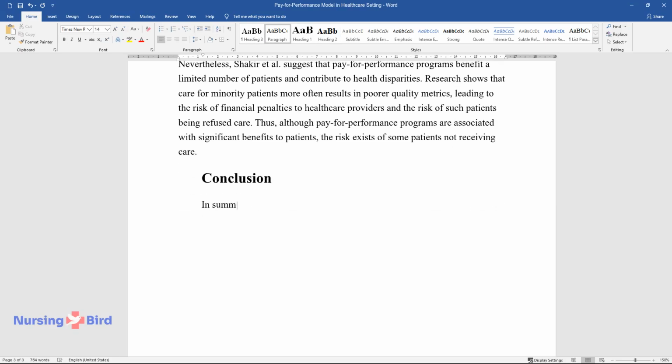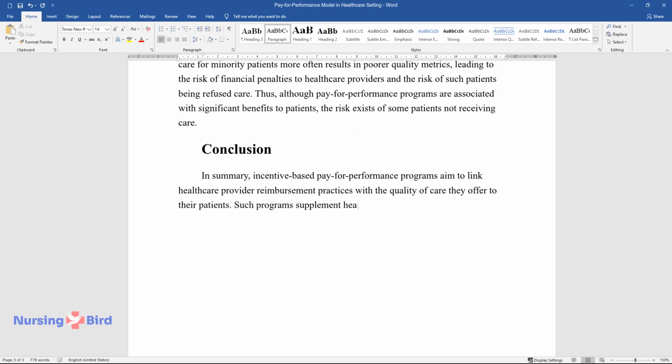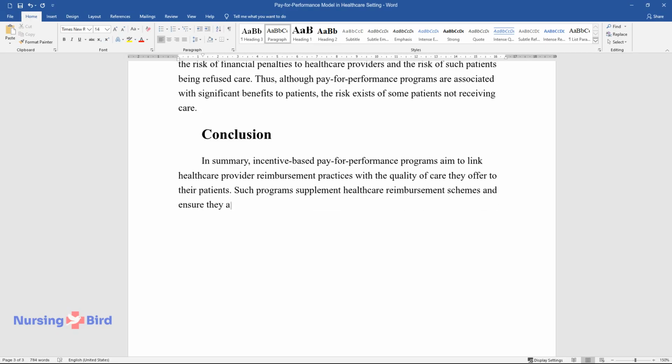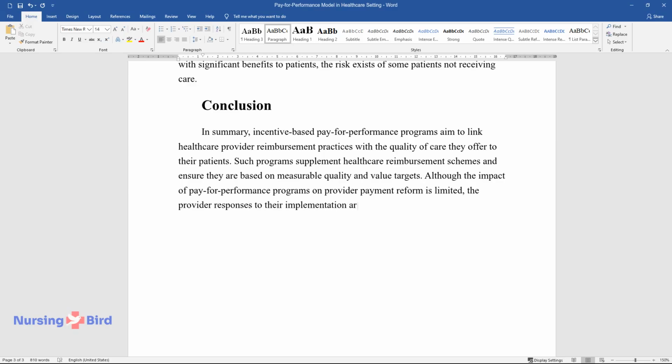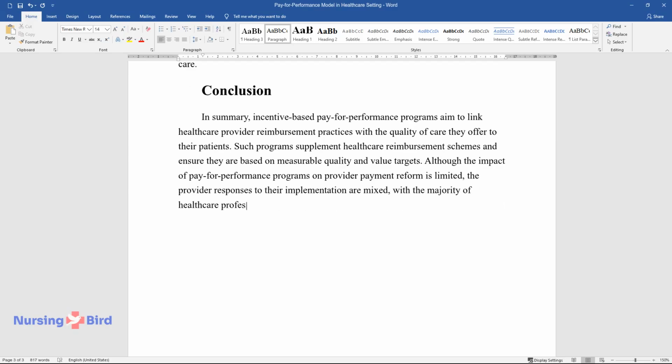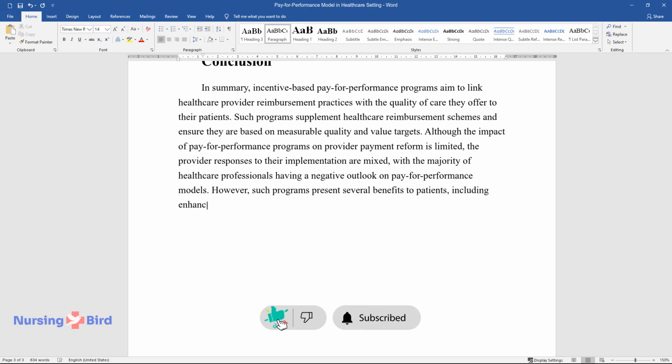Conclusion. In summary, incentive-based pay-for-performance programs aim to link healthcare provider reimbursement practices with the quality of care they offer to their patients. Such programs supplement healthcare reimbursement schemes and ensure they are based on measurable quality and value targets. Although the impact of pay-for-performance programs on provider payment reform is limited, the provider responses to their implementation are mixed, with the majority of healthcare professionals having a negative outlook on pay-for-performance models. However, such programs present several benefits to patients, including enhanced health outcomes, patient satisfaction, and reduced costs.